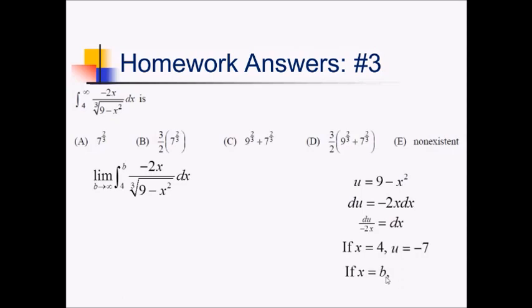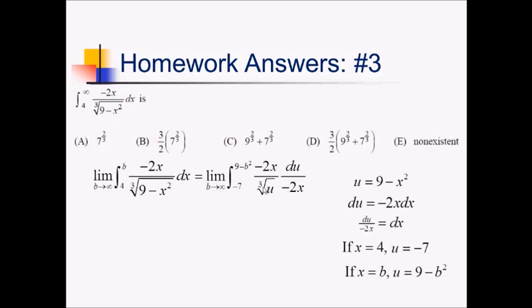And if x is b, then we've got 9 minus b squared. Okay, plug in all this in. We still have limit as b approaches infinity, but now we're doing the integral from negative 7 to 9 minus b squared. We've got negative 2x over the cube root of u. And then over here, dx is being replaced by du over negative 2x. So those negative 2x's actually cancel out completely, which is awesome.